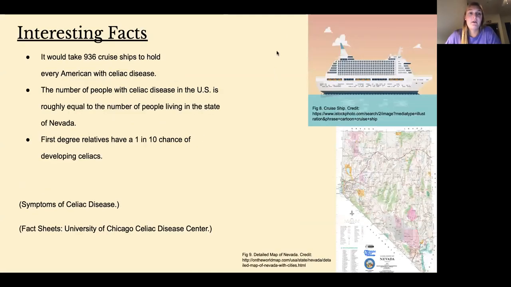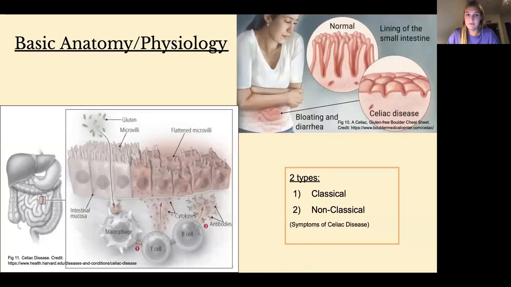Interesting facts. We could fill 936 cruise ships with all the Americans with celiac. The population of Nevada is equal to the number of people in the US living with celiac. And first degree relatives have a 1 in 10 chance of developing celiac, so we see that genetic connection.